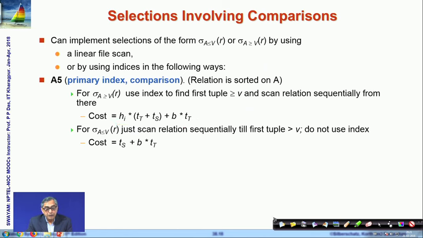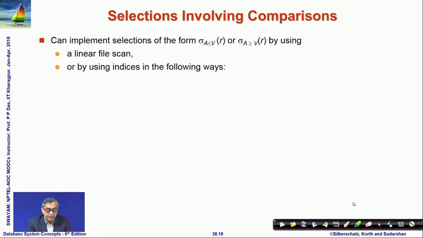Whereas, we can do something different also. We can just start sequentially based on the primary index from the beginning and check till we get a tuple which is greater than V, and then we do not use the index. Because these are all ordered in terms of the primary index, that will be the search result that can be easily produced. So, here we are using a linear scan, and that itself will give a good result.